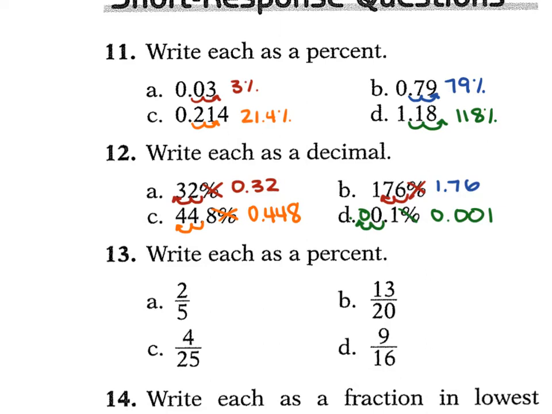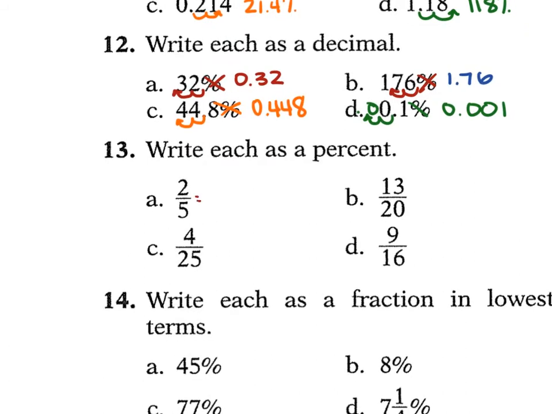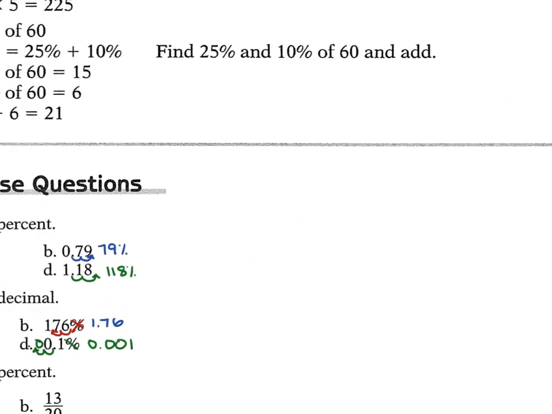For 13, we're writing each as a percent. So for A, we have 2/5. We can set it equal to something over 100, and we can cross multiply. So I'm going to actually rewrite this up here. So we are given 2/5. I'm going to set it equal to something over 100 and then cross multiply.